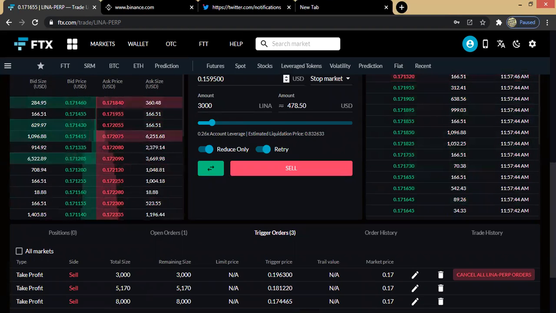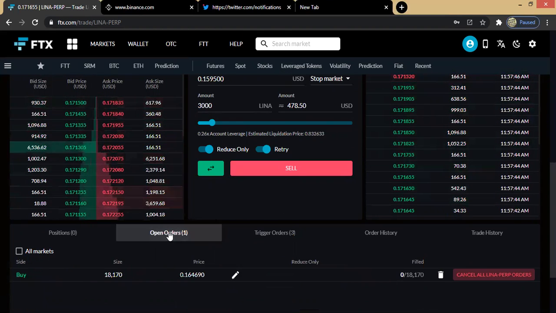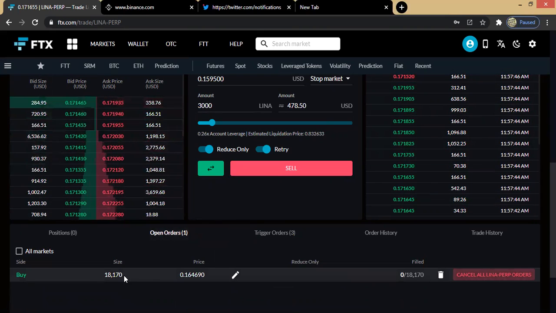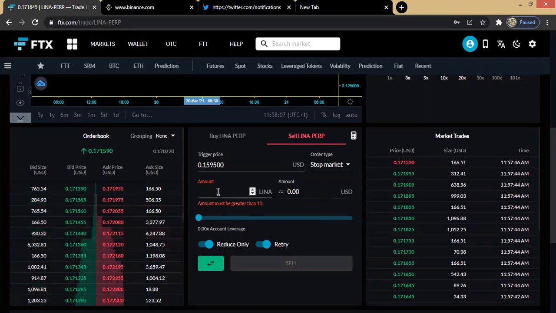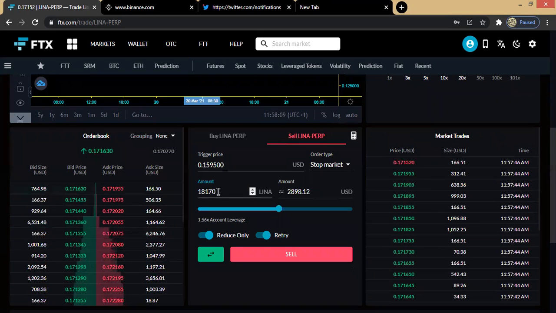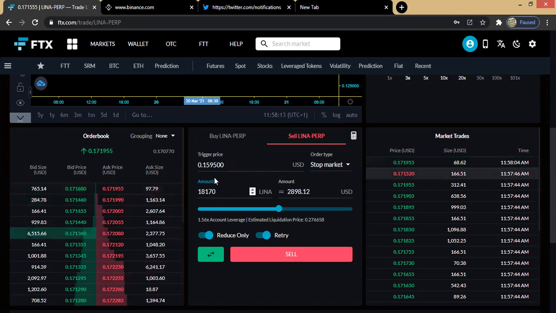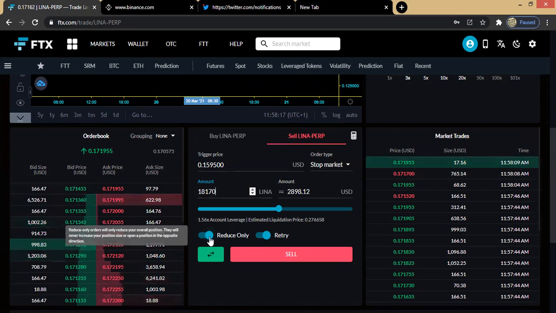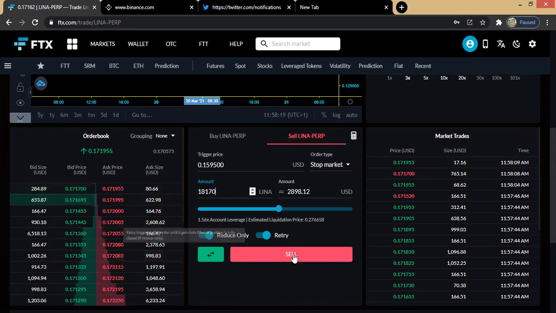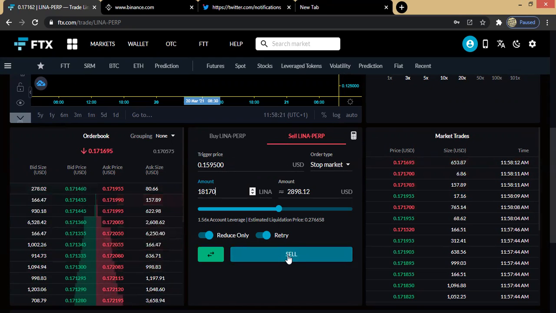So what I'm doing is using all the positions. I have 18,170, that's what I have here. So I want to close all the positions at this price, 18,170, if the price eventually descends to this low. Remember, I'm using stop market, so I want to close everything. Click on reduce only, click on retry, then go right there and click on sell.